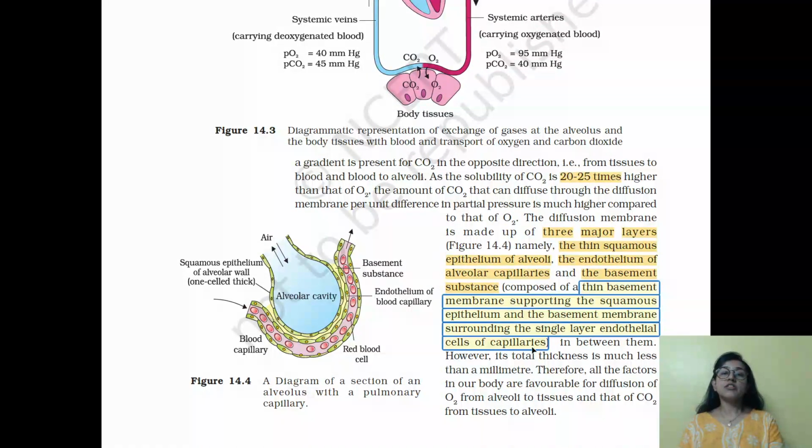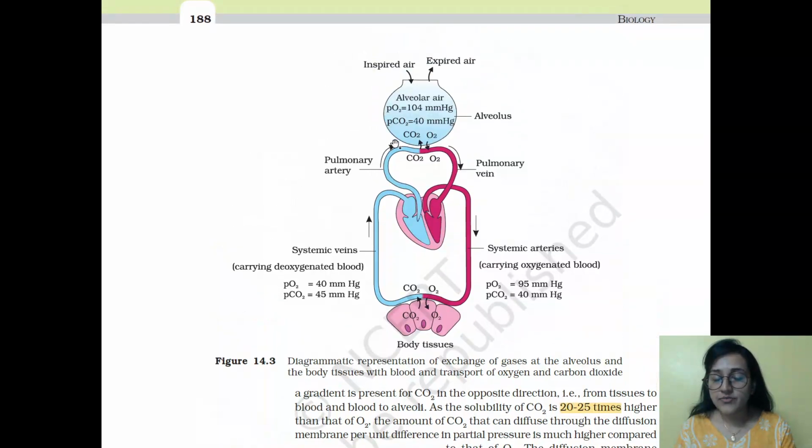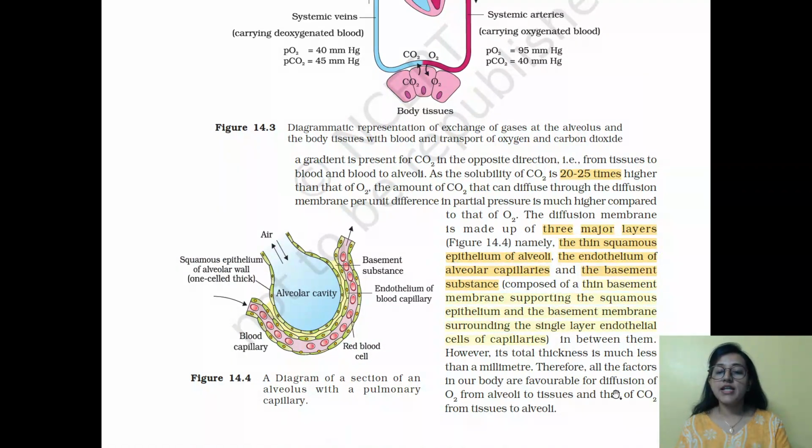Now let's study about the diffusion membrane. In the alveoli, where the simple diffusion is taking place, this diffusion membrane configuration is very much important. So the diffusion membrane is made up of three major layers. As you can see in figure 14.4, which is a diagram of a section of an alveolus with a pulmonary capillary, this is the alveolar cavity, or we can say it's the alveolus, and this is the blood capillary. So what is the diffusion membrane composed of?